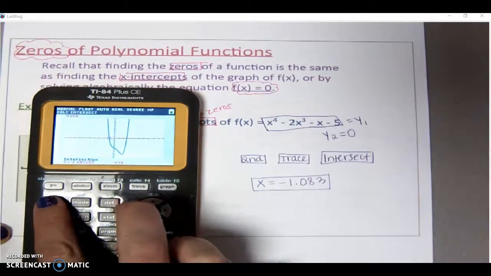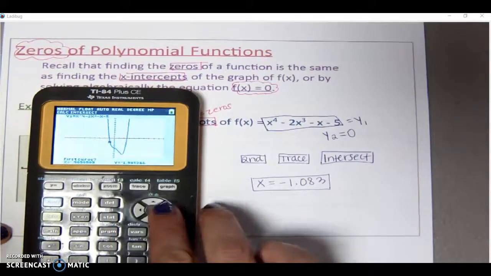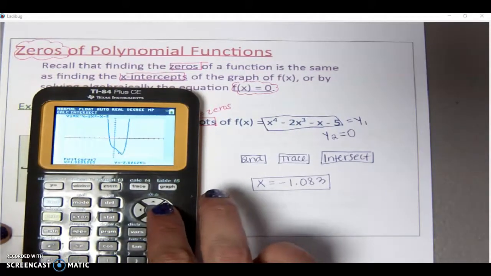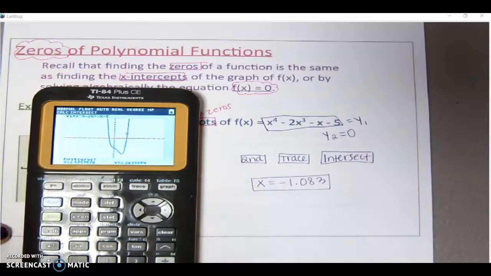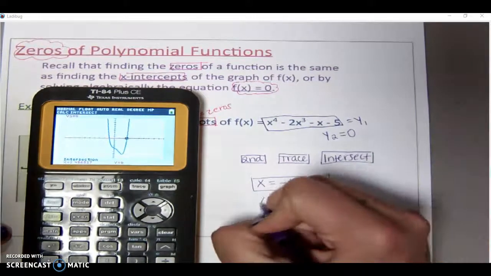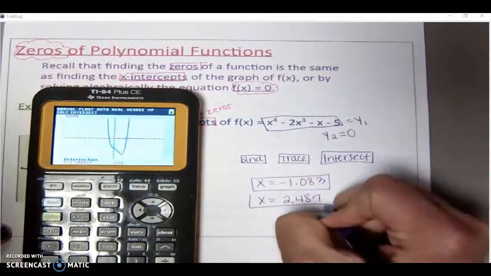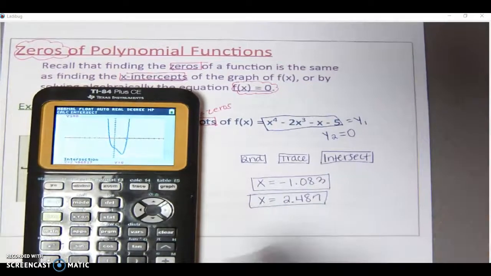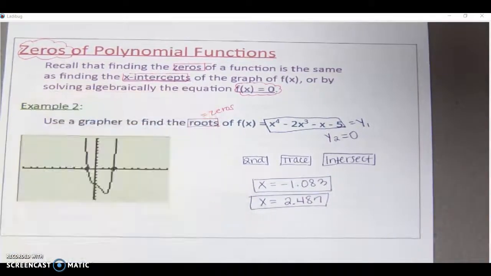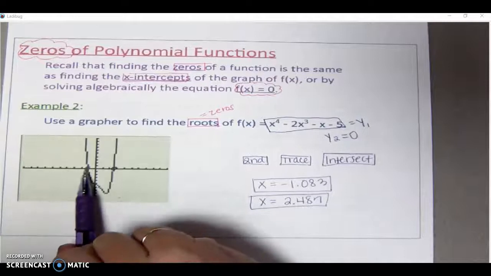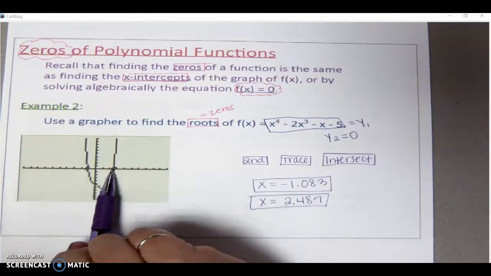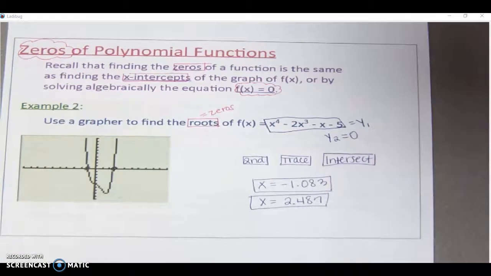Okay, then we're going to do it again. Second, trace, intersect. Move your cursor closer to the other one. If you don't move it, it'll keep giving you the same one. Close enough. Enter 3 times. And you should get 2.487. Let's make sure that makes sense with the graph on our paper. This is about negative 1, and that's around 2.5 there, which makes sense.